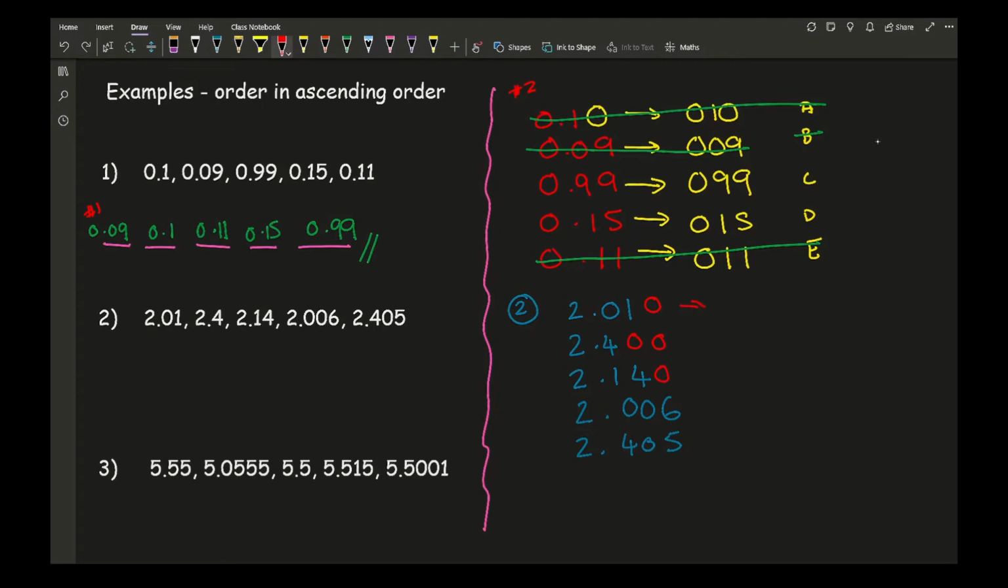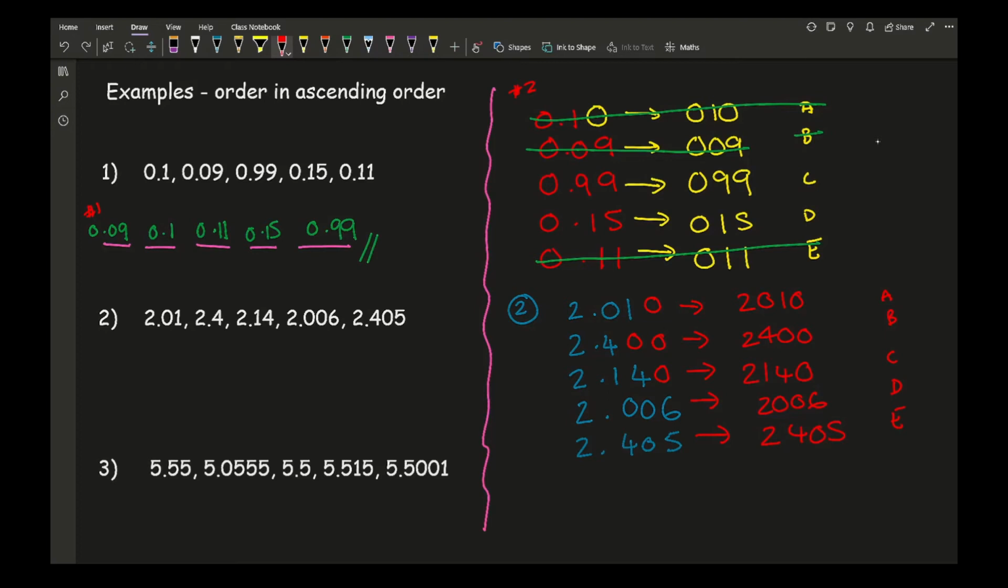So again, the next thing I'm going to do is ignore the decimal point and write the numbers out. So I've got 2010, 2400, 2140, 2006 and 2405. And again, just to make it easier for me to recall, I'm going to write the letters A, B, C, D, E. Now again, you don't need to set your work out like I'm doing. I'm just finding a way to make it easier for me to explain this to you.